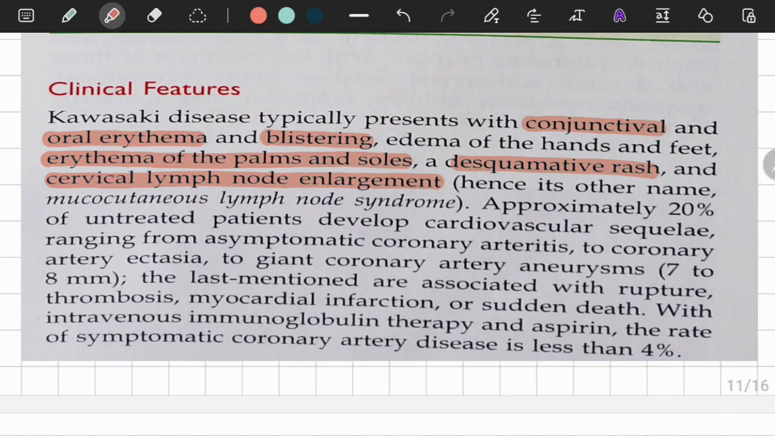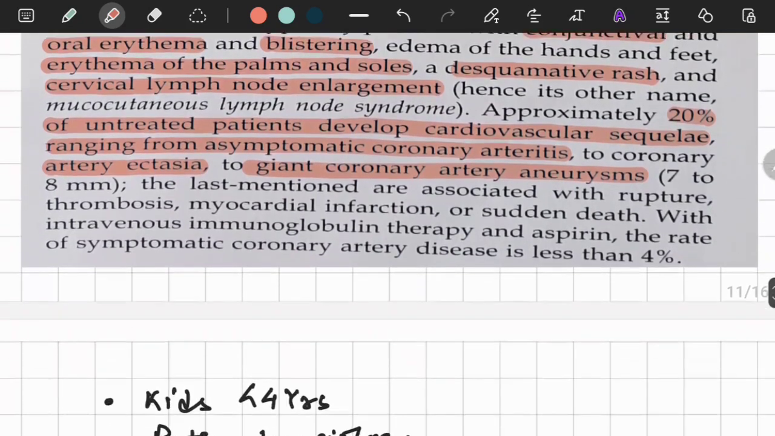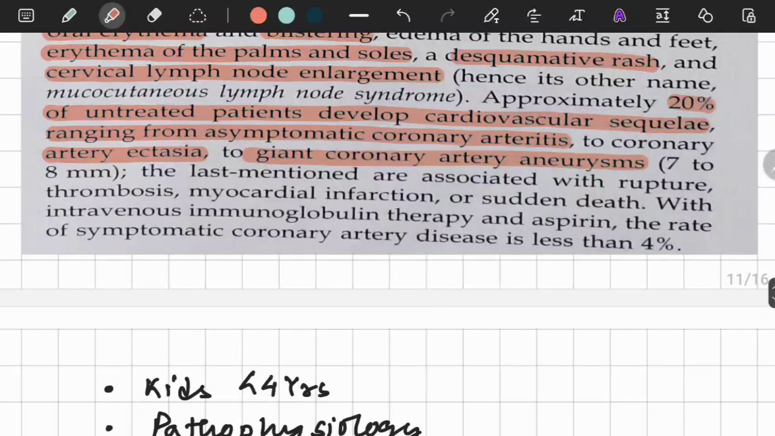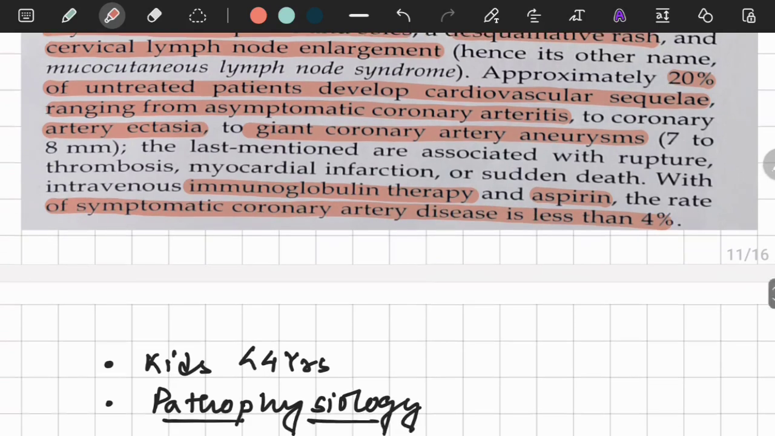Hence, its other name is mucocutaneous lymph node syndrome. Approximately 20% of the untreated patients develop cardiovascular sequelae ranging from asymptomatic coronary arteritis to coronary artery ectasia to giant coronary artery aneurysms. The last mentioned are associated with rupture, thrombosis, myocardial infarction, or sudden death. With intravenous immunoglobulin therapy and aspirin, the rate of symptomatic coronary artery disease is less than 4%.